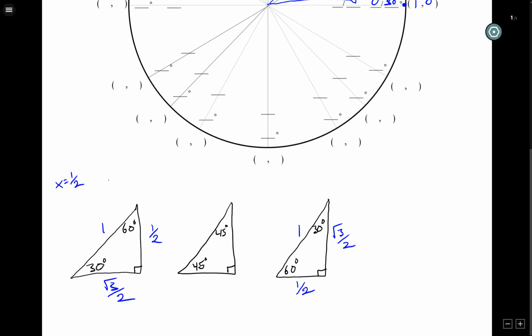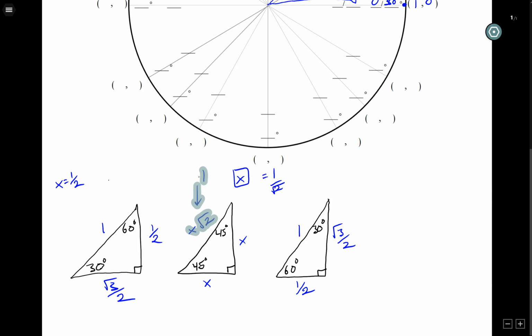Now, I know the ratio is x, x, x root 2. So if this side needs to be 1, let's think about that. I need the x root 2 side to equal 1. So in order to find what x is, I divide both sides by root 2. So I just solved the equation. I knew that x root 2 had to equal 1, and if I divide by root 2 to cancel, that tells me that x has to equal 1 over root 2.